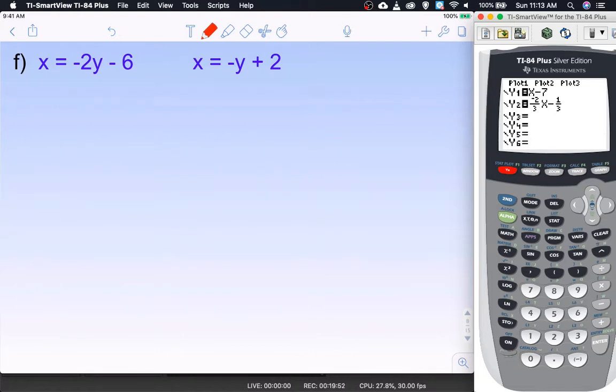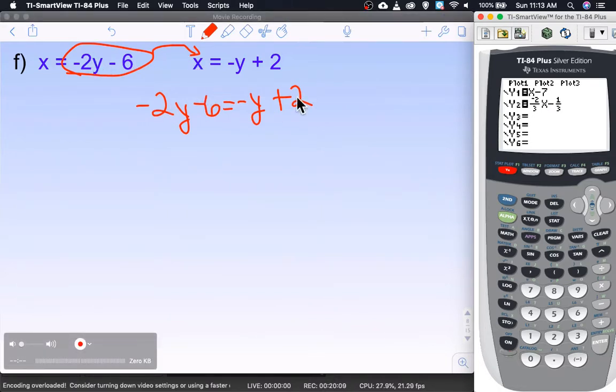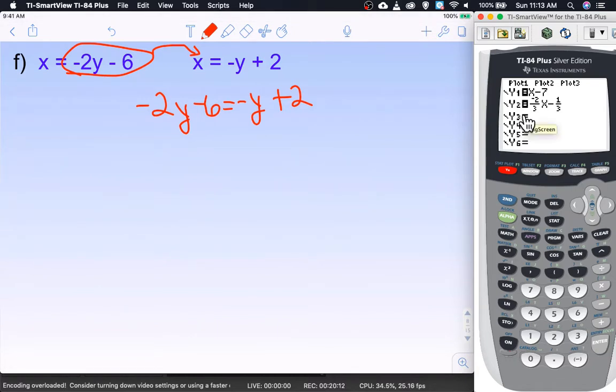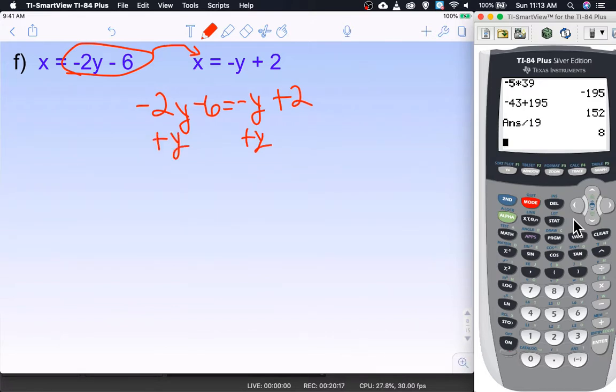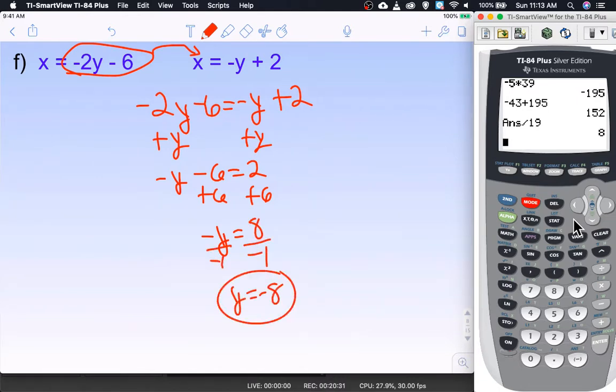All right, so substitution method says this is already x equals. I'm going to plug it in right there for x. So now my equation is going to look like negative 2y minus 6 equals negative y plus 2. I substituted this right here. So now it looks like an equation with variables on both sides. I just do normal solving equation stuff. So I'm going to add y to both sides. Negative y minus 6 equals 2. I'm going to just solve my equation. So I'm adding 6 to both sides. Negative y equals 8. Divide by negative 1 on both sides, and y is negative 8.